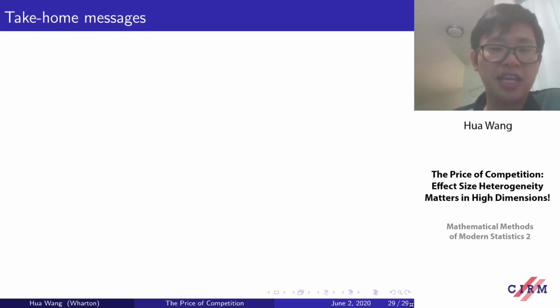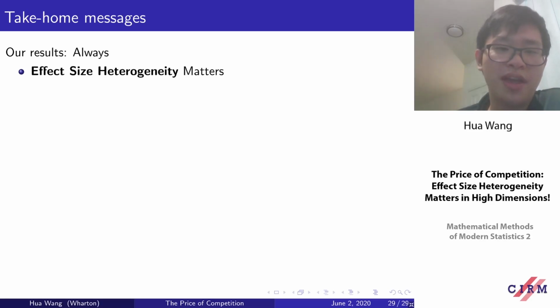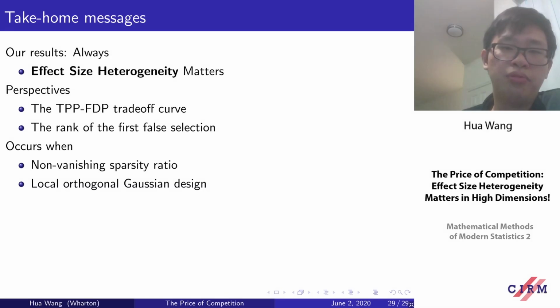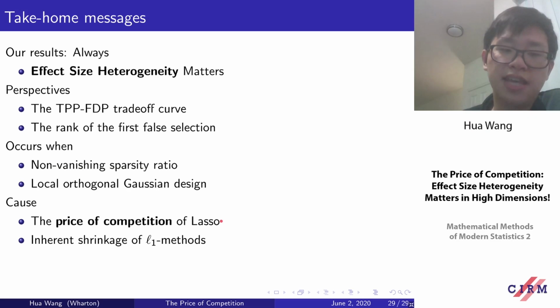So to conclude, I have some take-home messages. As always, we think that effect size heterogeneity is an important thing to consider in practice. We elaborate its importance from two perspectives: the TPP versus FDP trade-off curve perspective, which we also call the Lasso Crescent, and also the rank of the first false discovery. We prove that this phenomenon holds under non-vanishing sparsity ratio and under local orthogonal Gaussian design. And we say that heuristically the cause is the price of computation of Lasso, which is inherently just the shrinkage effect of all L1 methods.